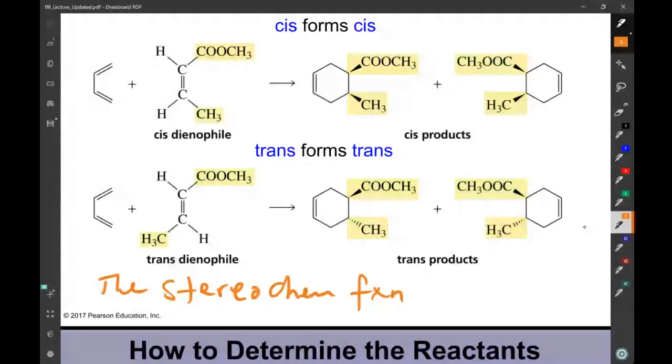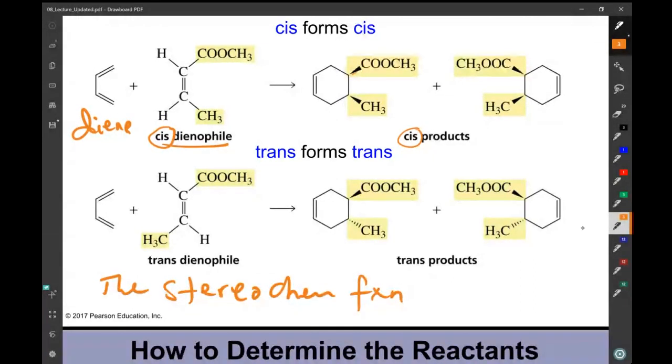So if you are starting, this is my diene. I want you to take note. That's the diene and that's the dienophile. Because we are starting with a cis dienophile, our products will be cis. We'll form two types of product, cis: a product in which both of them are on the dash or both of them are on the wedge. That's the meaning of cis.